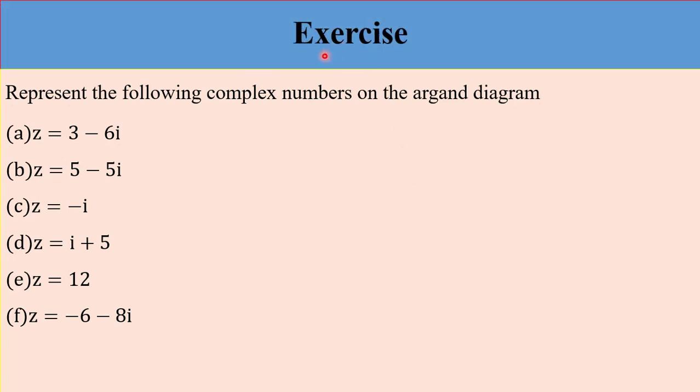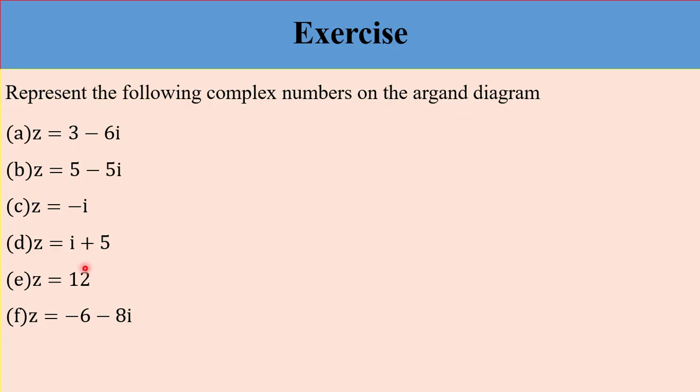So there are some numbers that you can try. This is your exercise. Represent the following complex numbers on the Argand diagram. A, z is equal to 3 minus 6i. B, z is equal to 5 minus 5i. C, z is equal to minus i. D, z is equal to i plus 5. E, z is equal to 12. And F, z is equal to minus 6 minus 8i.